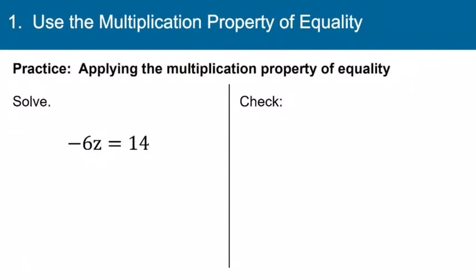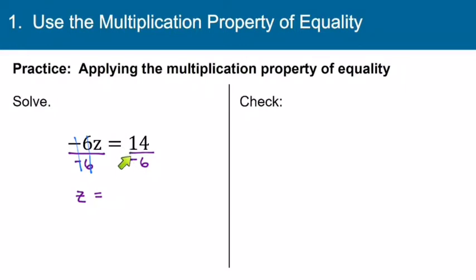Now here is a practice one for you to try on your own. So pause the video and give it a try. Now let's go through it together. So we have negative 6z equals 14. So we need to eliminate this coefficient of negative 6. So let's divide both sides by negative 6. So I'll put divided by negative 6 on the left and divided by negative 6 on the right. Now on the left side, negative 6 divided by negative 6 is positive 1. That's what we need. So let the negative 6's cancel out. And you'll have z equals 14 divided by negative 6.